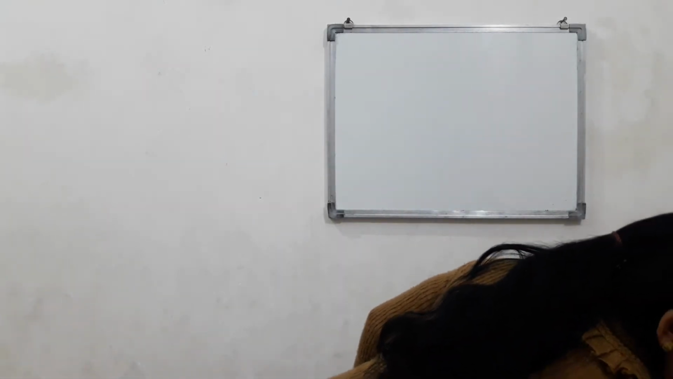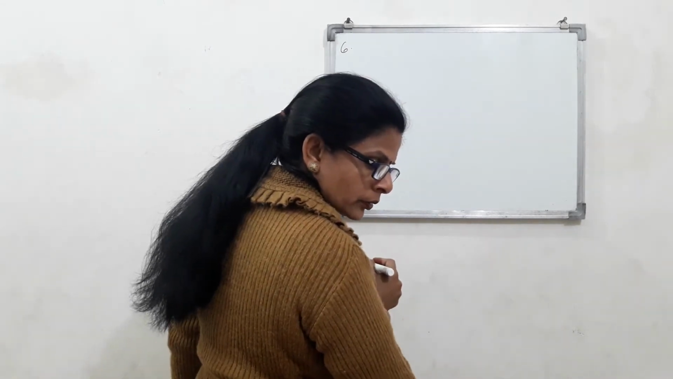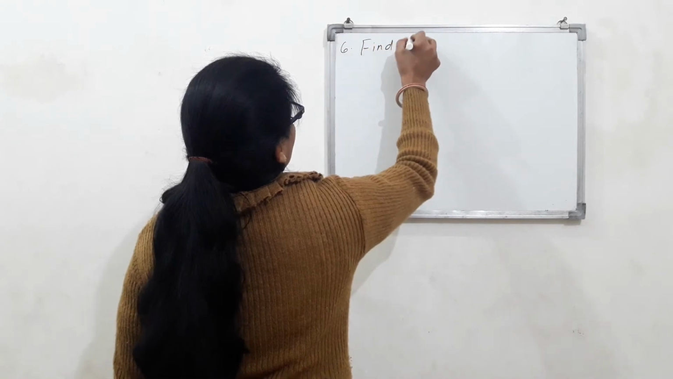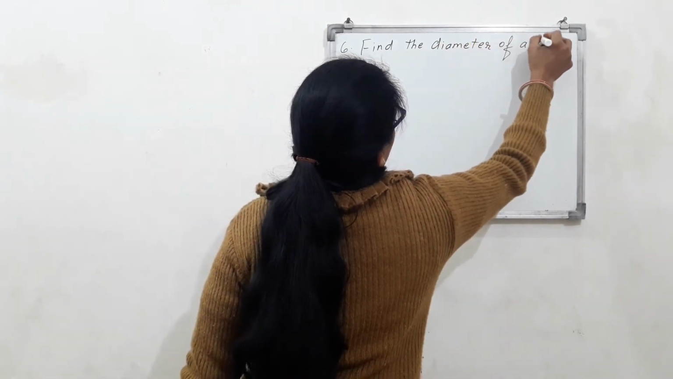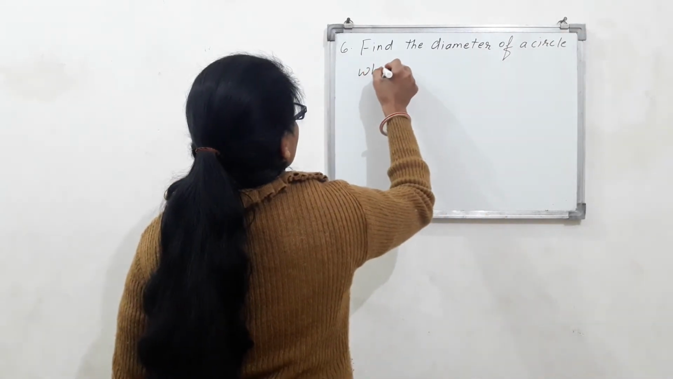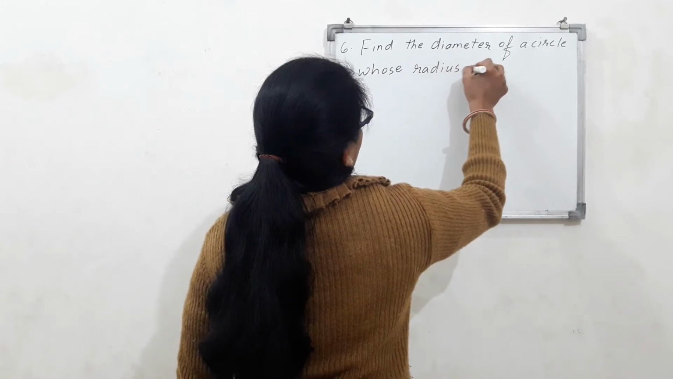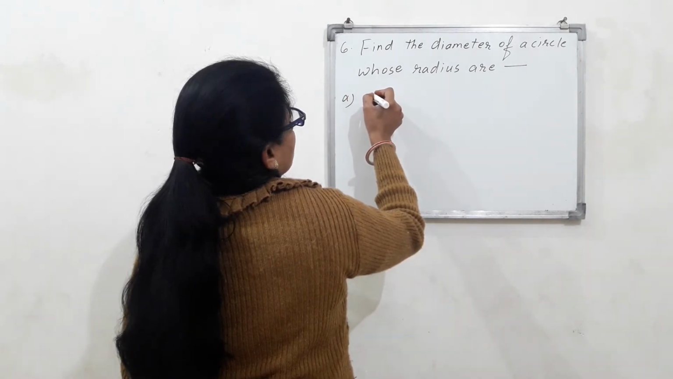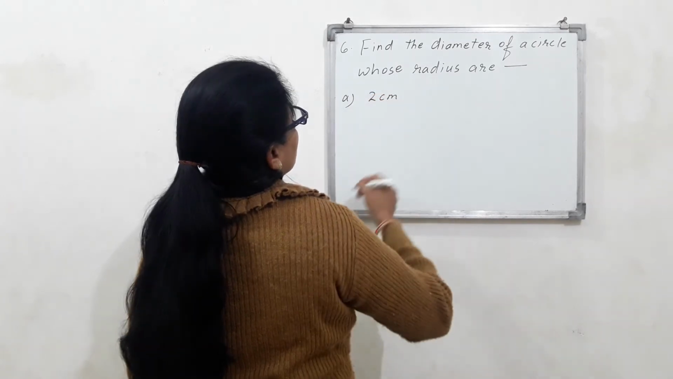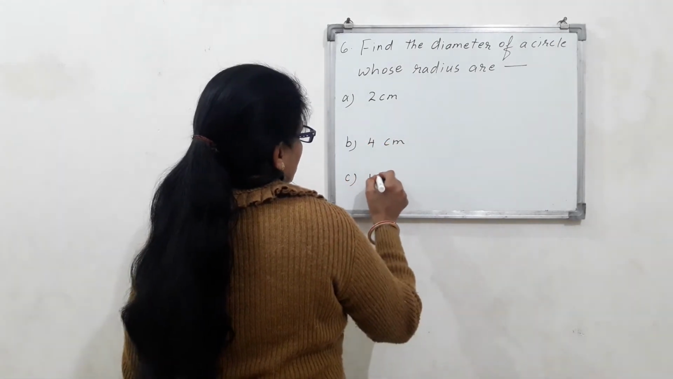Question 6. Find the diameter of a circle whose radius are: A, 2 centimeter; B, 4 centimeter; C, 10 centimeter.